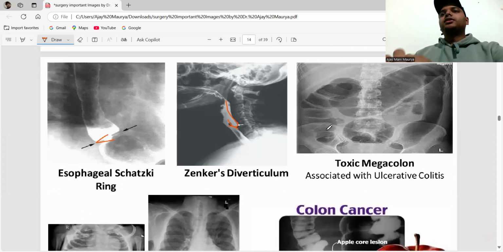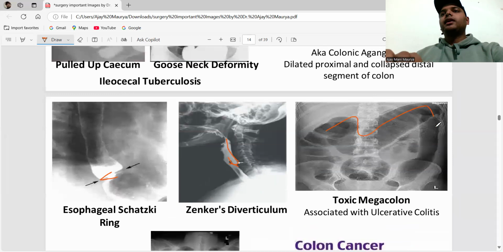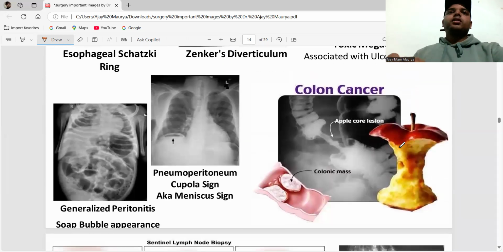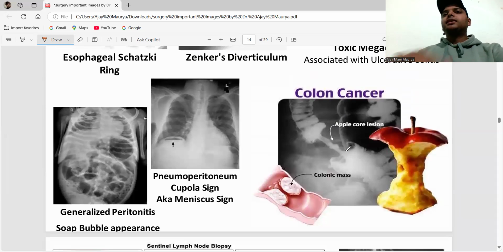This is the toxic megacolon, everything associated with ulcerative colitis here. This is the apple core lesion seen in colon cancer here. The apple core lesion.